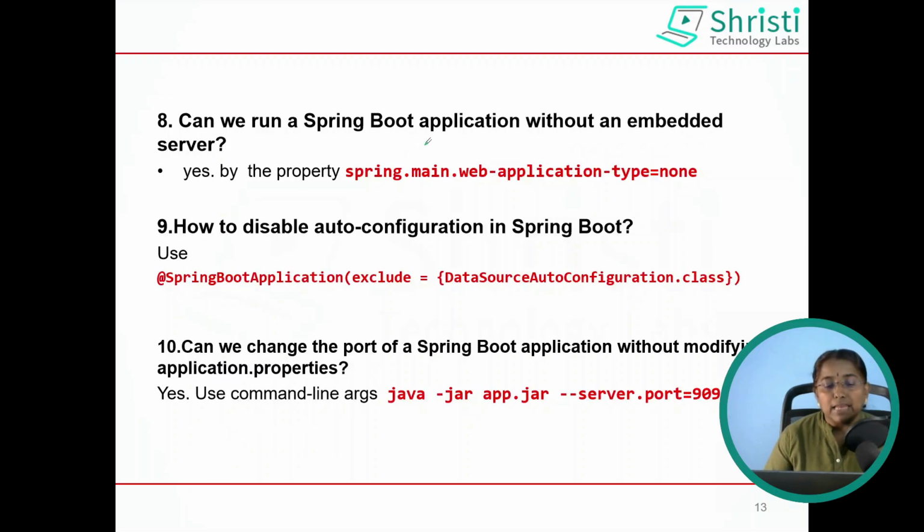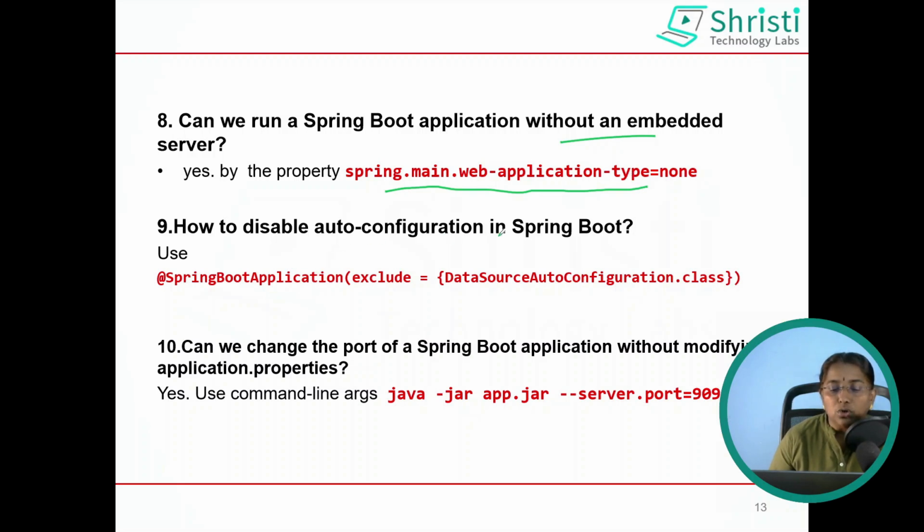Next question. Can we run a Spring Boot application without an embedded server? Yes. When you are creating a Spring Boot application, if you have added Spring Web as dependency, automatically the Tomcat server will be added. But if you want to run this application as a console based application, in this case, you need to add a property in the configuration file, that is the application.properties file: spring.main.web-application-type=none. In this case, the embedded Tomcat server will not be considered.